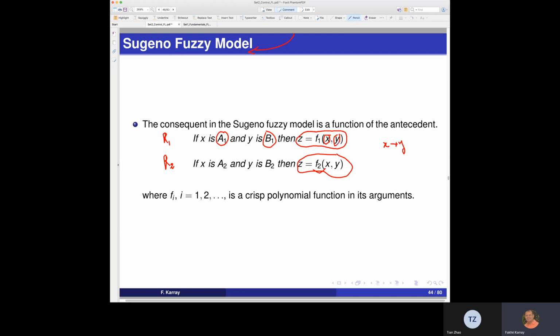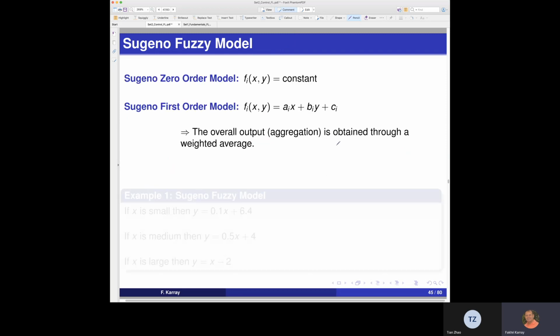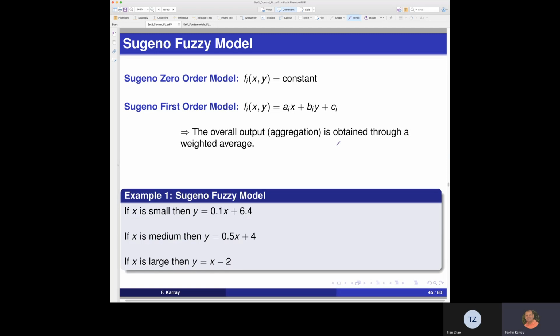Remember that the defuzzifier output is a crisp signal that we need to compute in order to implement a physical type of system. So this system, as we are going to see in the next slide, provides us with a representation in this particular format. Here, an example of the output is going to be a constant. The constant is called the zero order model. The first order model is where we have a first order polynomial representation of the system. So the overall output aggregation is obtained through a weighted average.